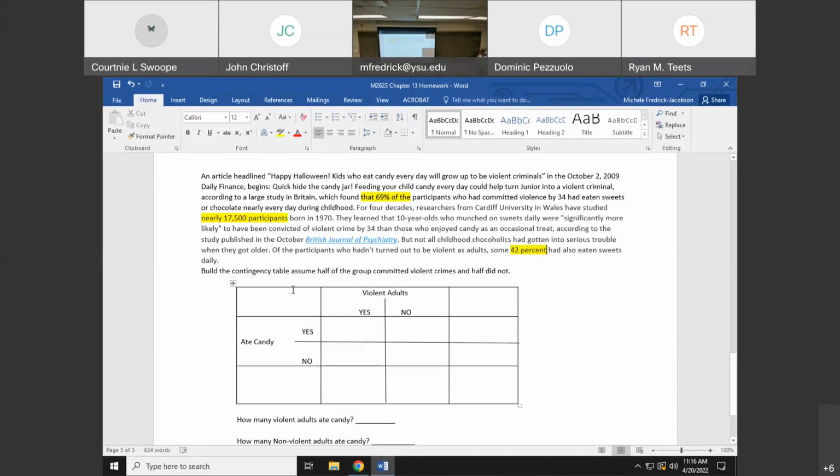Build a contingency table. Now, in the study, I couldn't find out how many were violent and how many weren't. I would assume if they were going to do this, they would have split it in half. So we're going to assume half. So building the contingency table, assume half of the group committed a violent crime and half did not. So, total.